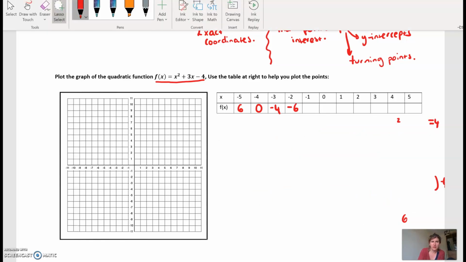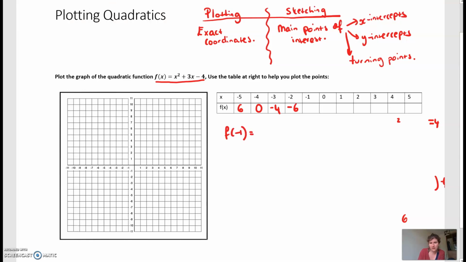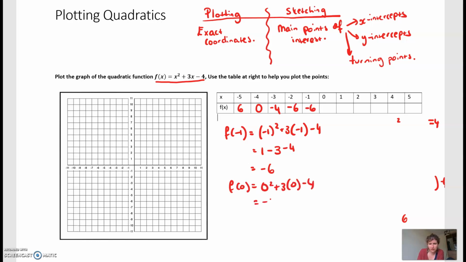So the next one, f of negative 1, is negative 1 squared plus 3 times negative 1 minus 4. So 1 minus 3 minus 4, negative 7 minus 1, so that's negative 6 again. Let me check. 1 minus 7, yep, negative 6. Now f of 0, nice and easy: 0 squared plus 3 times 0 minus 4, so that's negative 4. What you should see here is that we're starting to repeat that pattern, and we might actually be going through and doing all of these now, looking at it.